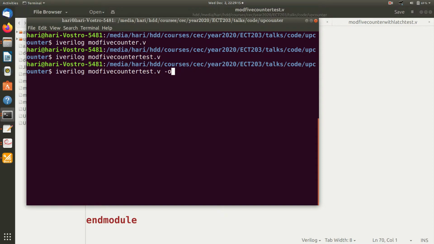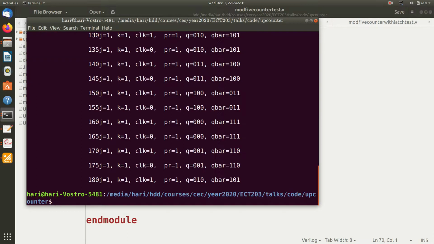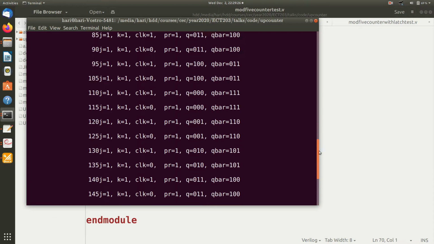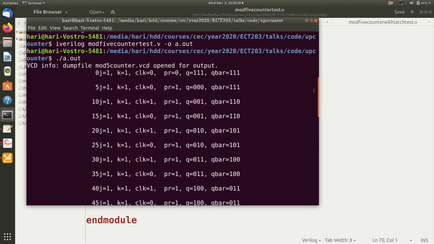Minus o a dot out. Okay, now I have to run this a dot out. Now you can see the counting pattern. Initially I have preset. At 0 nanosecond preset equals 0, so the count starts at 111. And at 5 seconds what will happen? The clock is 0, so it remains in the previous, an arbitrary value.